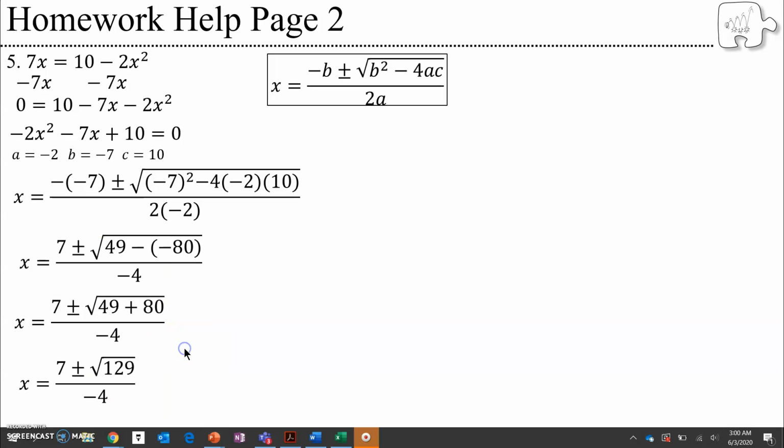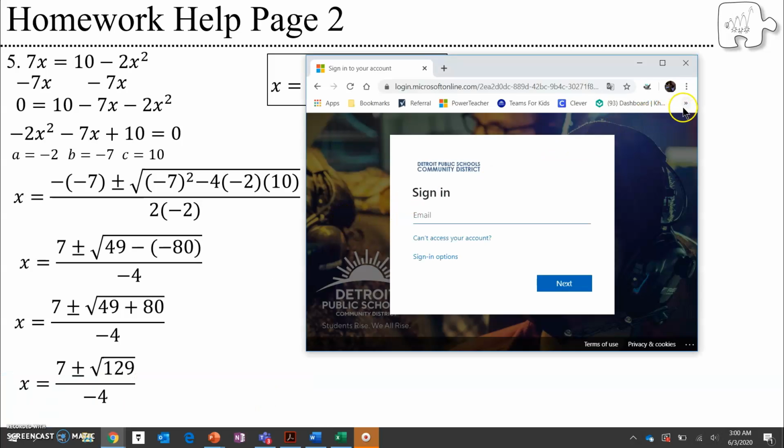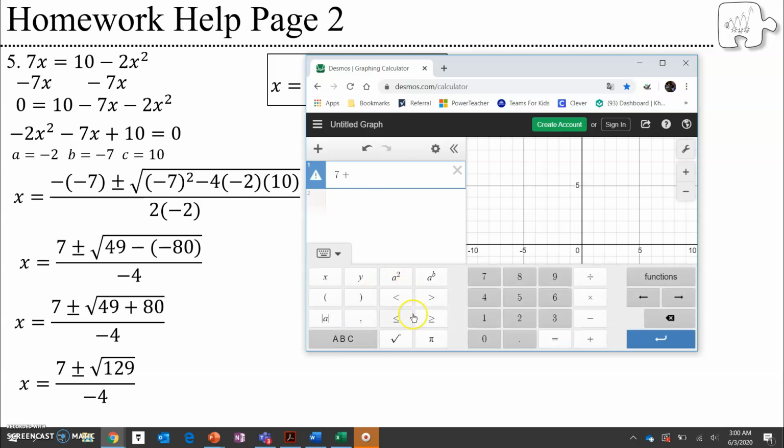So let's go to Desmos.com, and we're just going to type it in exactly like we see it, but we have to do it two times, one with plus and one with minus. So first we have 7 plus the square root of 129, and then we have to make it a fraction.